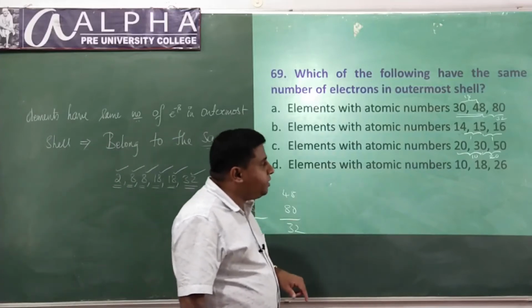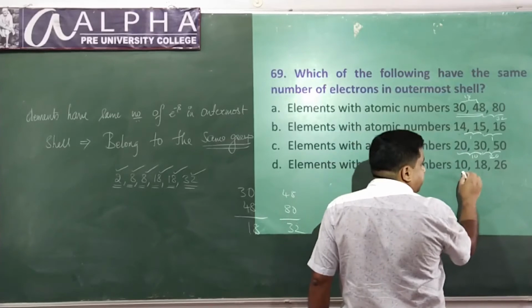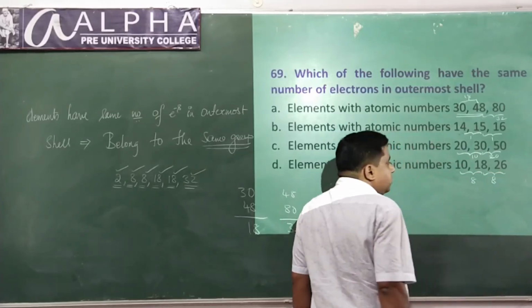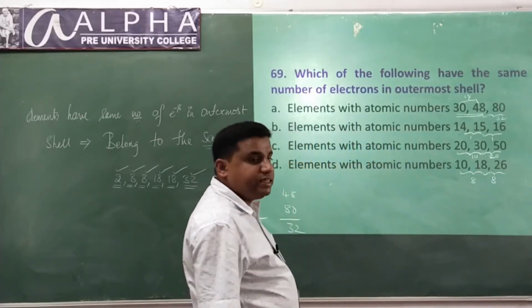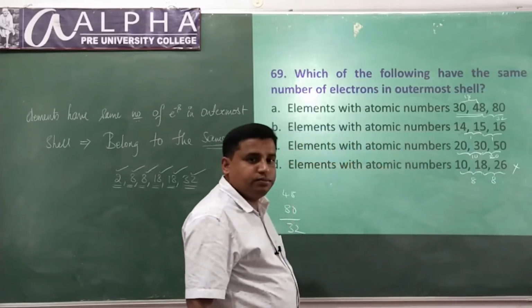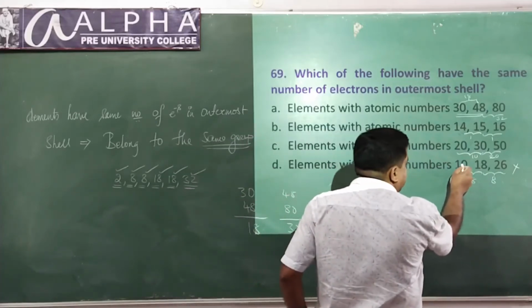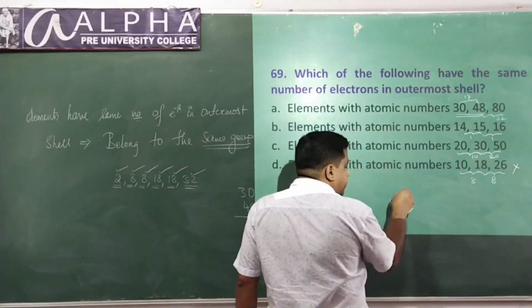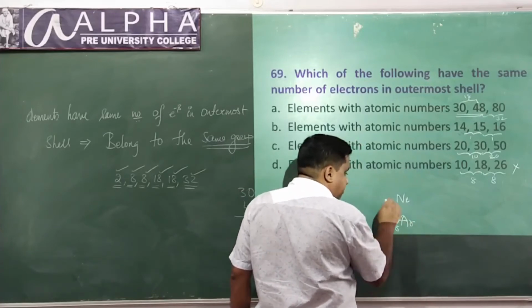How about these elements with atomic numbers 10, 18 and 26? What is the difference between 10 and 18? It's 8. What is the difference between 18 and 26? It's also 8. But here also they do not belong to the same group. Why? I'll tell you. If the element has atomic number 10, then obviously it is neon. Which is the next element after neon? It's argon, no doubt. It's 18. 10 plus 8 is 18.